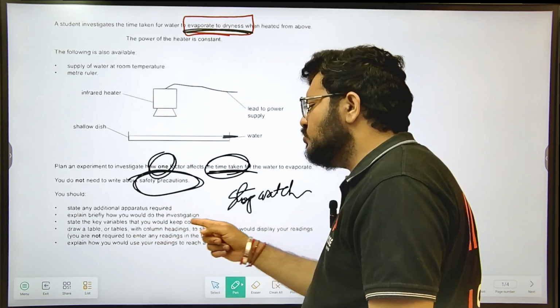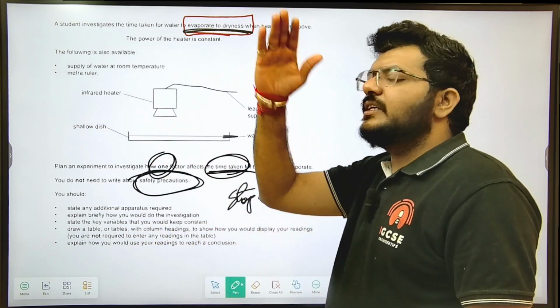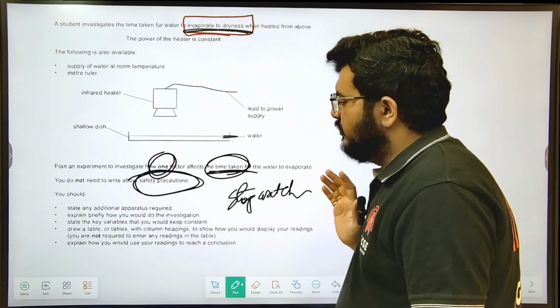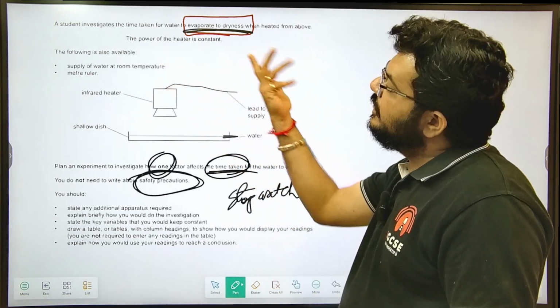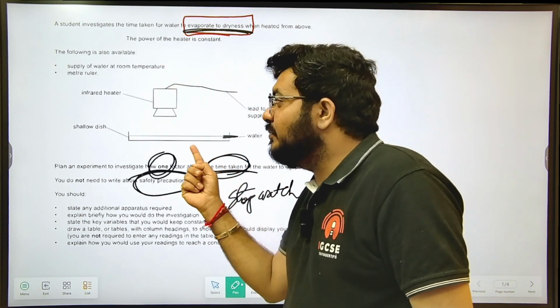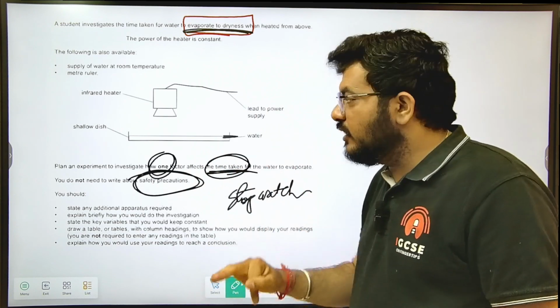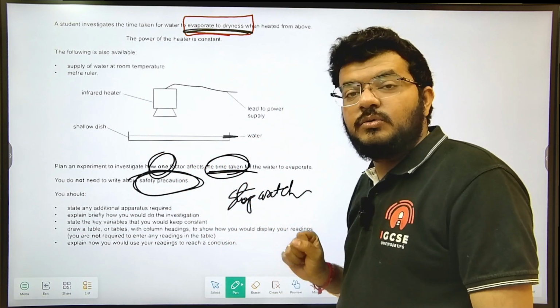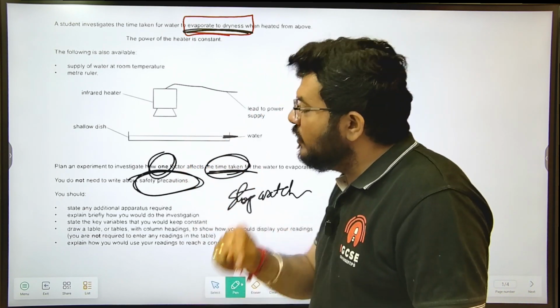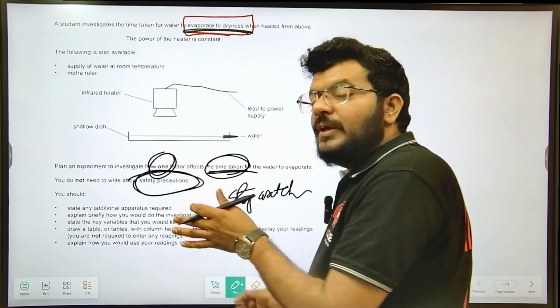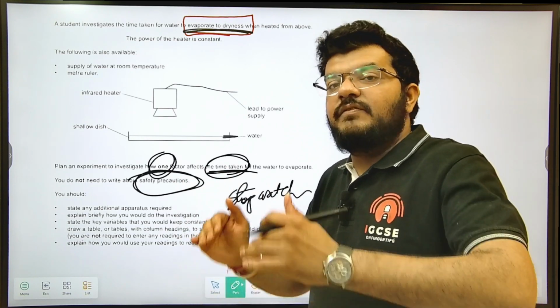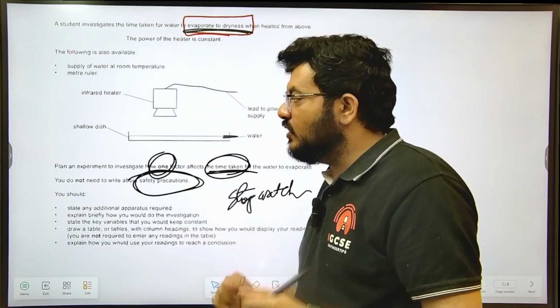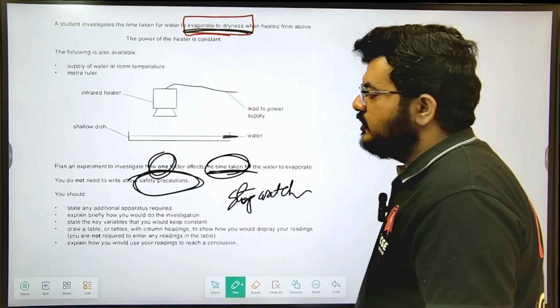State the key variables you would keep constant. This should be stated at the start of the experiment. See, the power of the heater is already constant. I'll keep the initial temperature of the water constant. I will keep the volume of the water constant. I've marked it to half, right? So I've kept the volume of the water constant. I've kept the placing of the dish constant. For every distance, I've kept the placing of this shallow dish constant.